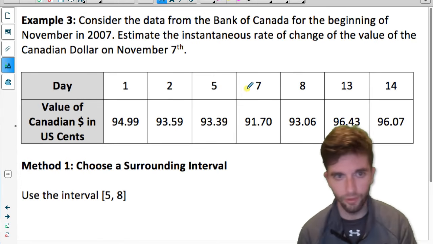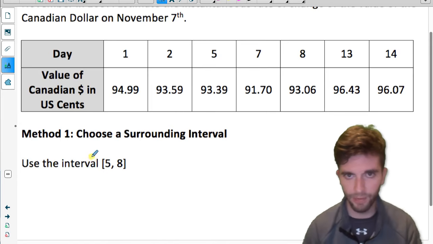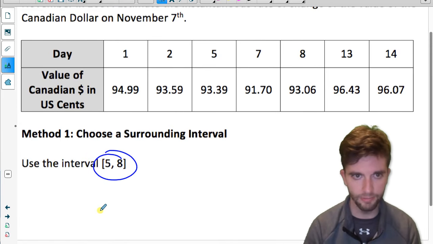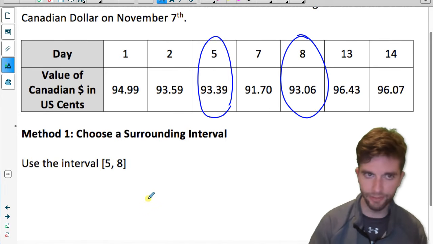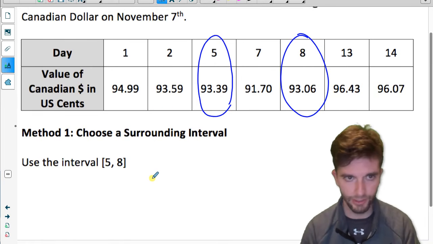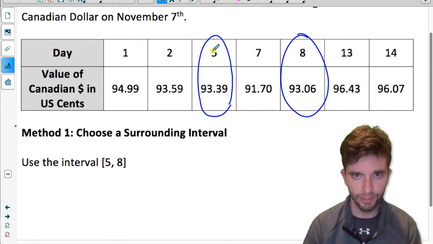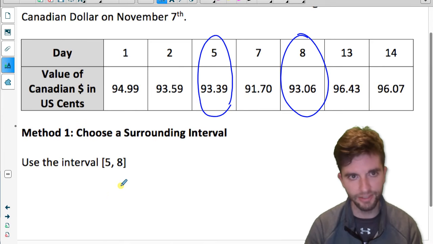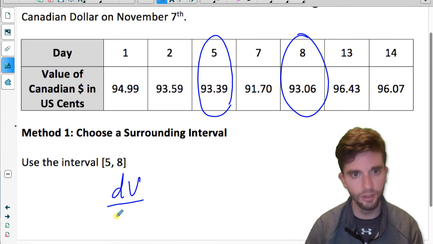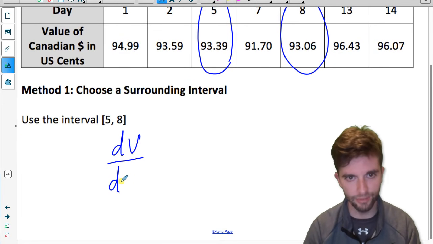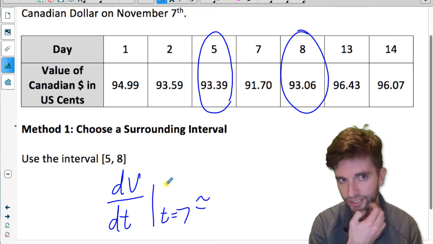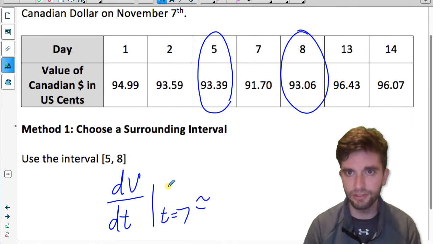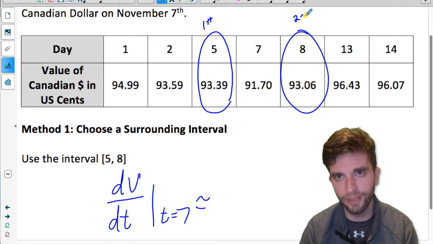So let's do these two methods. The first method says use a surrounding interval. So I will find the average rate of change on the interval from day 5 to day 8. I will use that point and find the average rate of change between those 2 days. And I want the average rate of change of the value of the dollar with respect to the day. So my estimate for the instantaneous rate of change of the value with respect to the day, that's the unit of time, so I'll call it t, when time equals 7 is approximately equal to my change in my values divided by the change in the days. I'll make this my first point and this my second point.